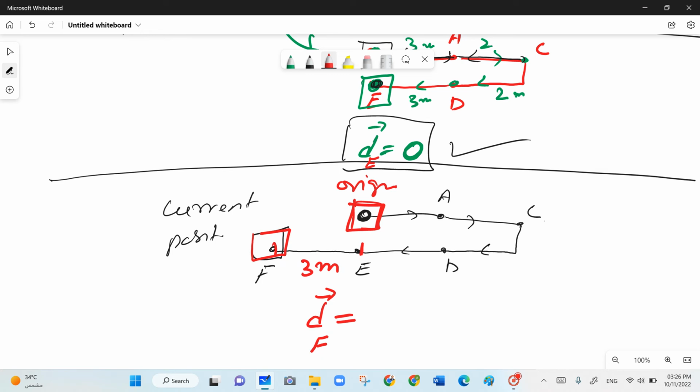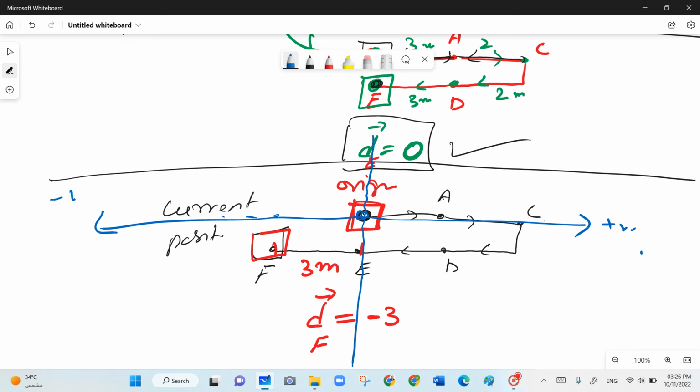Think. I'm sure you're thinking correctly that it must be negative 3 meter, because you're working with direction. If I draw the axis here, this side is the positive x-axis from the origin, and towards the west it is negative. The object is towards the west, in the negative direction. That's why this will be minus 3 meter displacement.